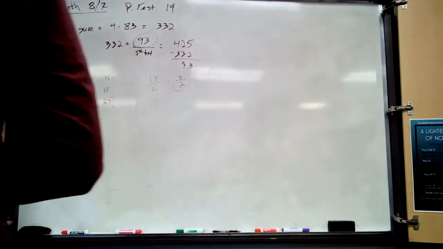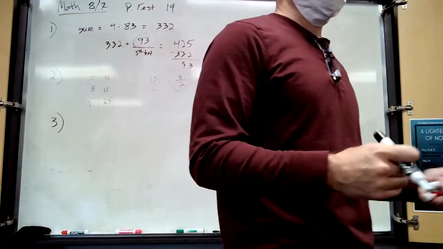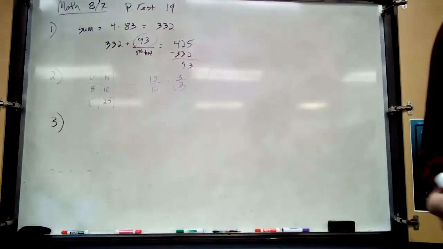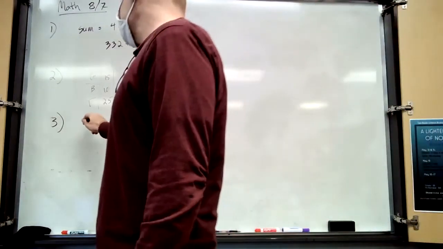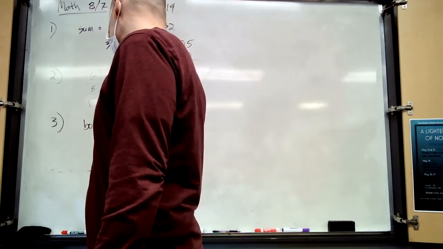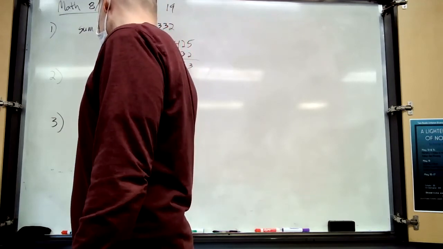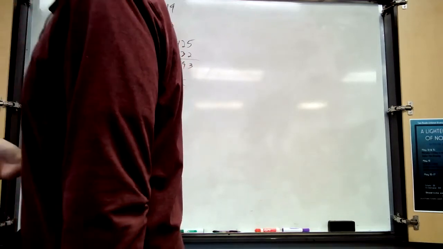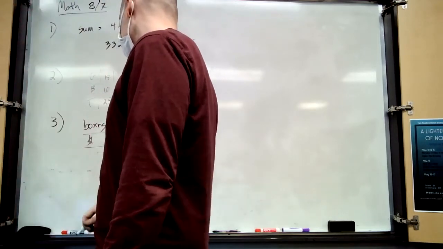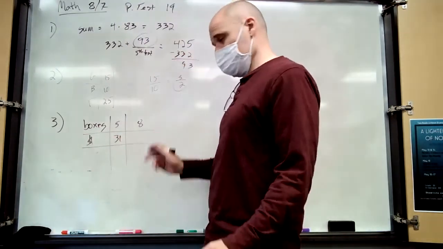All right, ready? Number 3. If 5 boxes of cherries cost $31, how much will 8 boxes of cherries cost? This could be just a nice little fish problem. So you could do the same tic-tac-toe. 5 boxes cost $31. So how much does 8 boxes cost? Look at this. Fish method.